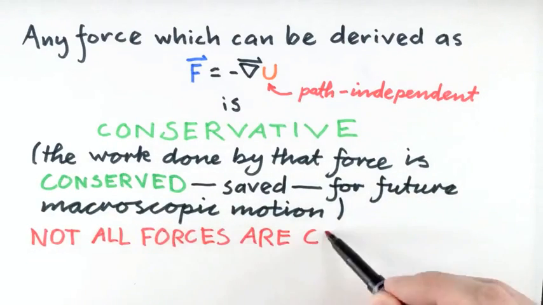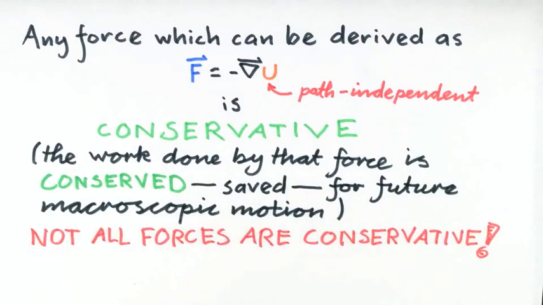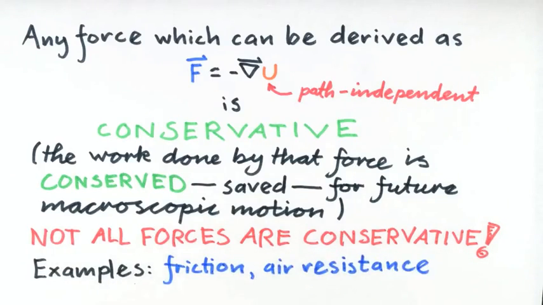Now, not all forces are conservative. For some forces, the corresponding work leads to energy transfers that make energy unavailable for the kinetic energy of the macroscopic system. Examples of such forces that we've already encountered include friction and air resistance forces. We'll see how to handle such cases using the energy principle in lectures that are coming up soon.